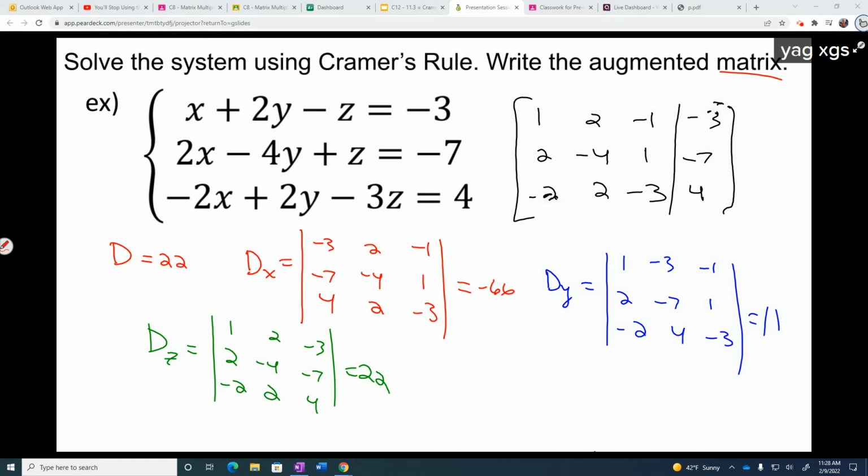All right, and then you get 22 for D sub z, so then we can get our three answers. X is going to be negative 66 over 22. And that's negative 3. Y is going to be 11 over 22. So you always want to just do simplest form of fraction, don't do decimal. That goes to a half. And then z, 22 over 22, 1.